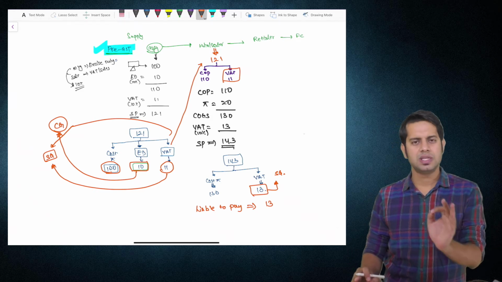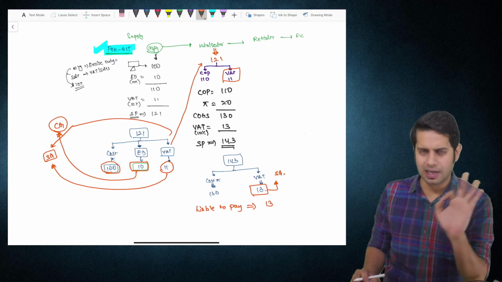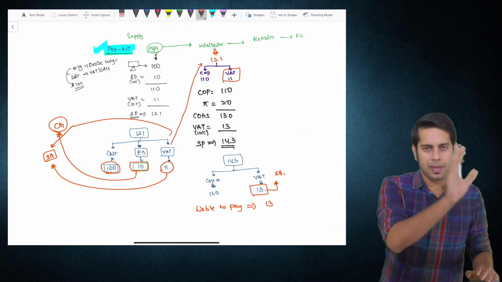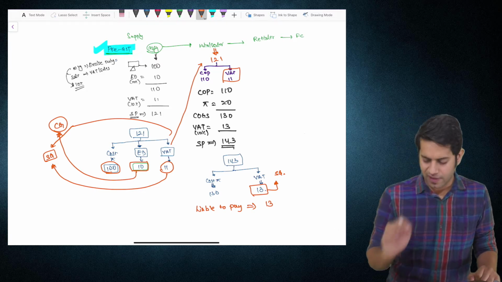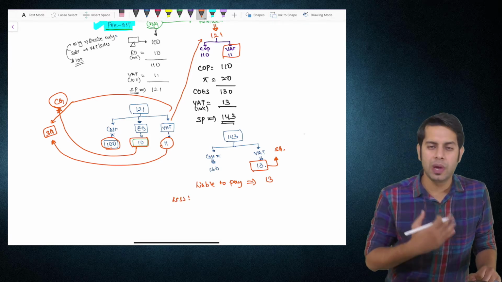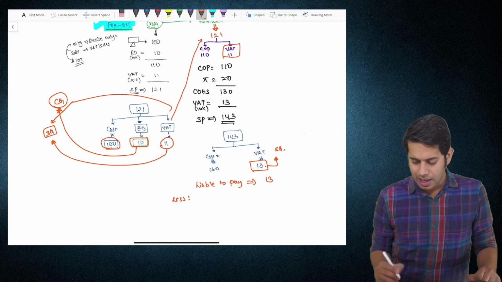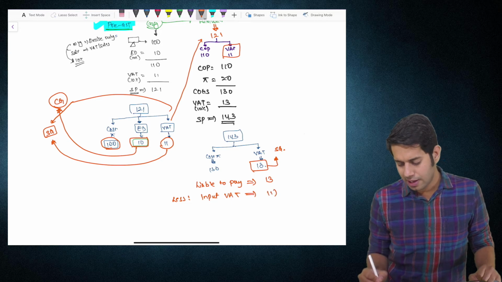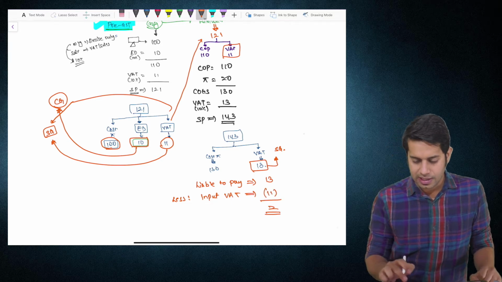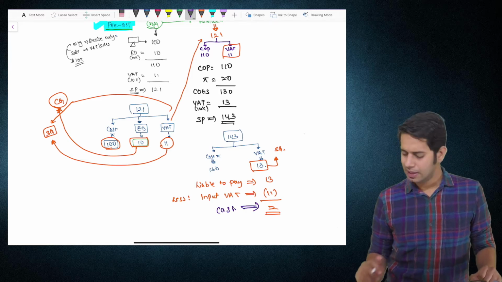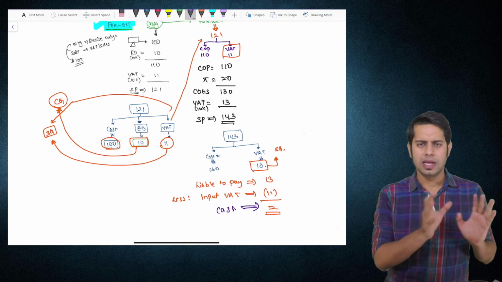State government is telling, see, Mr. Wholesaler, you are liable to pay me rupees 13, but you have already paid me rupees 11 through the manufacturer. So please take that benefit. My actual liability which I have to pay to the government is 13. I can take the benefit of input VAT. How much input VAT? 11. Therefore, what the government is telling is, pay me only 2 rupees in cash. You can take the benefit of 11 rupees.